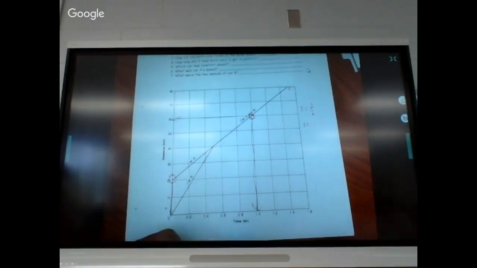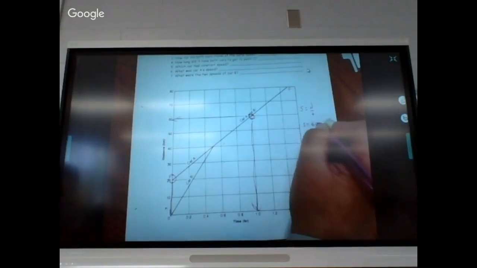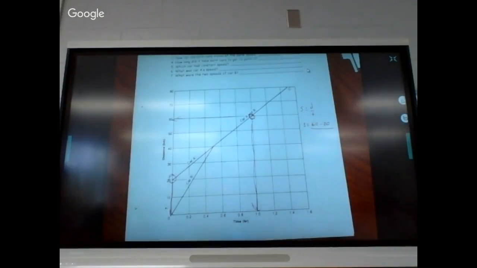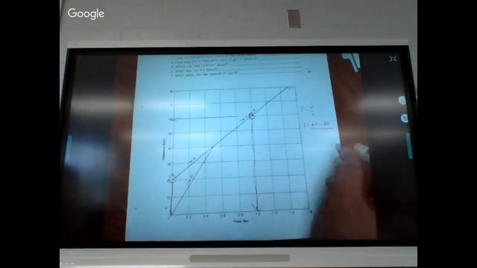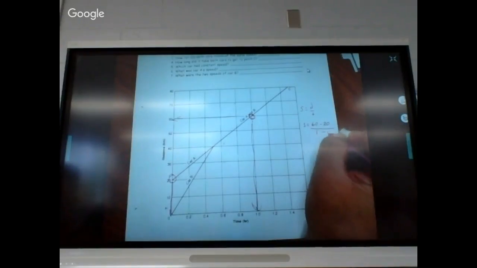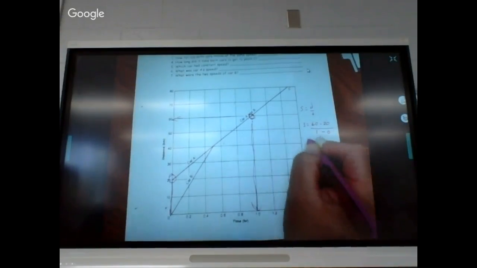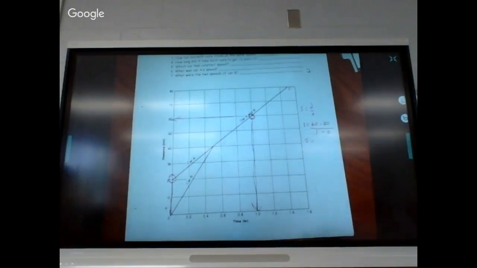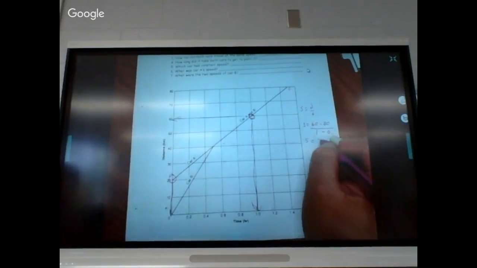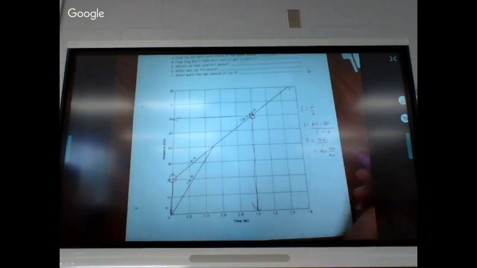All right, so what are our two distances on that line? 20 and 60. Okay, so 60 minus 20 for our two distances. And what are our two times? 0 and 1. So 1 minus 0. So speed equals what? 60 minus 20 is 40, over 1 is 40 kilometers per hour. So that's car A.